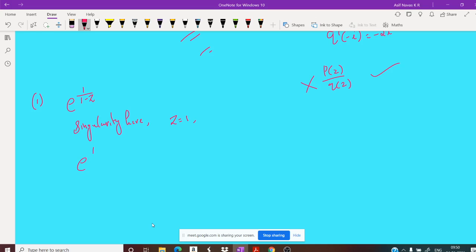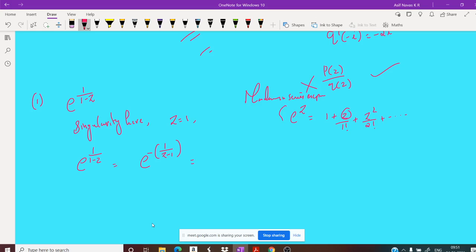So e raised to 1 by 1 minus z can be written as e raised to minus of 1 by z minus 1, right? E raised to minus of 1 by z minus 1. So we already know that the Maclaurin series expansion of e raised to z is 1 plus z by 1 factorial plus z square by 2 factorial plus etc. So then what will we do here? Here we will replace z by 1 by z minus 1.